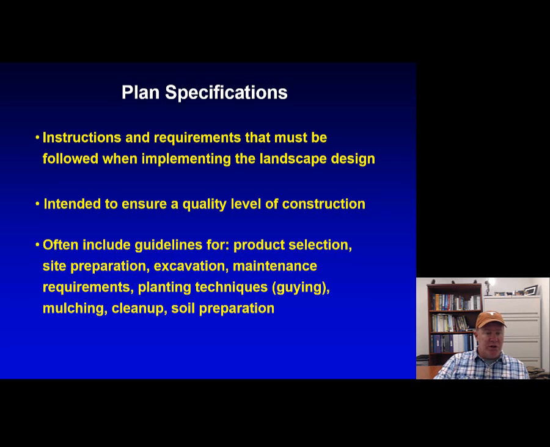It's going to talk about mulching. Do you mulch it 4 inches thick, or do you mulch it 3 inches thick? It's also going to talk about the cleanup. You must clean up at the end of each day.